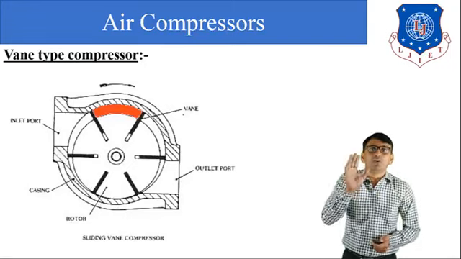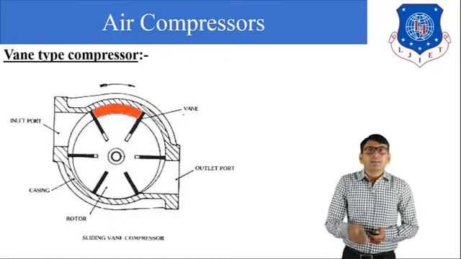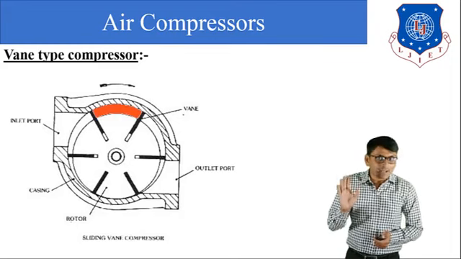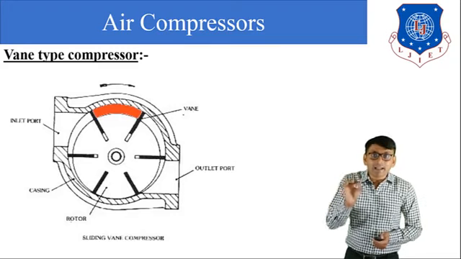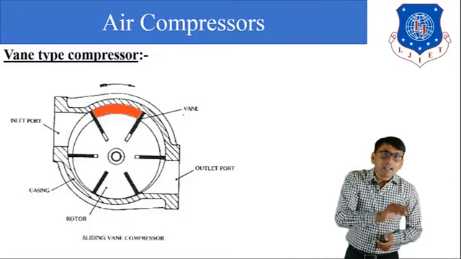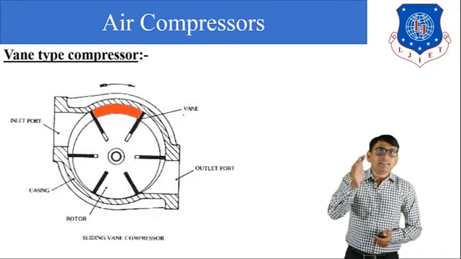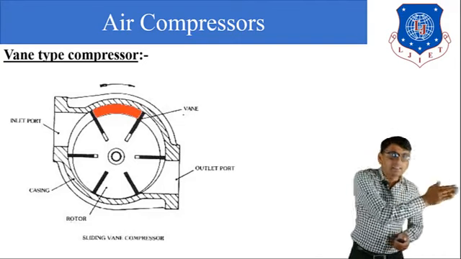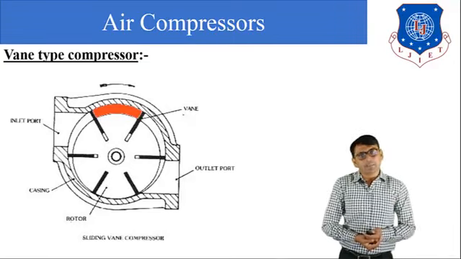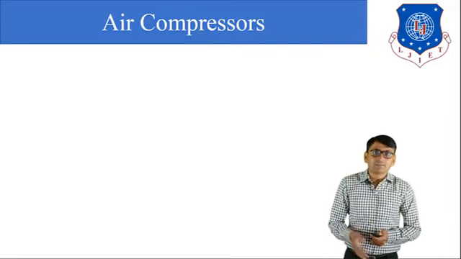due to rotation of the rotor this air is transferred, and then it is discharged at the outlet port. So in a vane type compressor, due to rotation of the rotor, the sliding vanes also rotate, and the air which is entrapped between two sliding vanes is also transferred, and its pressure increases due to compression, and then this compressed air is discharged from the outlet port to the particular application. So this is about the vane type compressor.